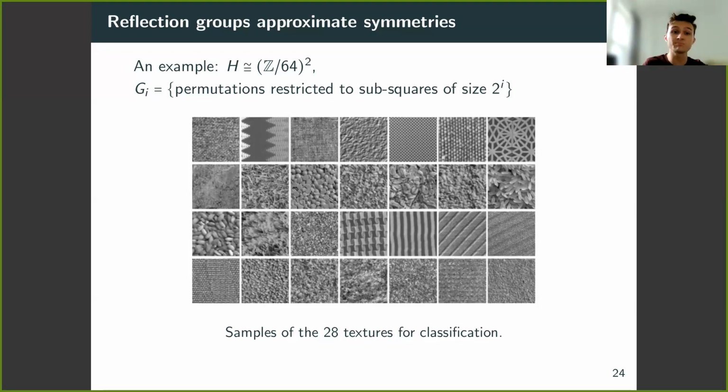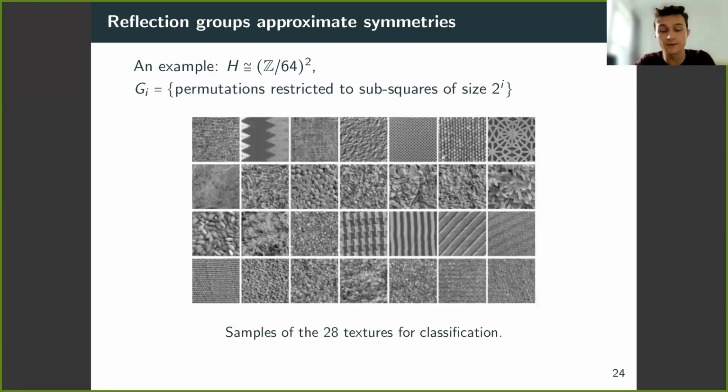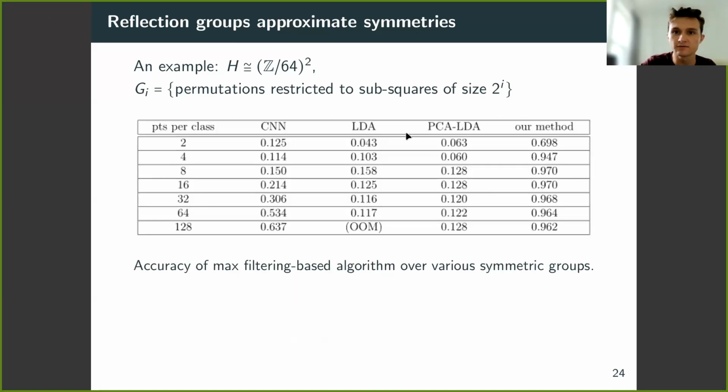And the point is, max filtering over those groups are reflection groups. And so it turns out we can do it really quickly. And in fact, it's not just quick, but it's really accurate. So for this example, we're going to take a bunch of samples of this set, and we're going to try to predict. And there's a table of how accurate we get.